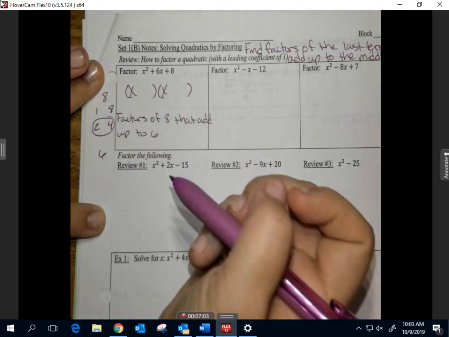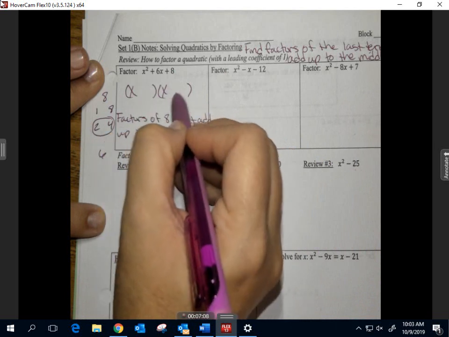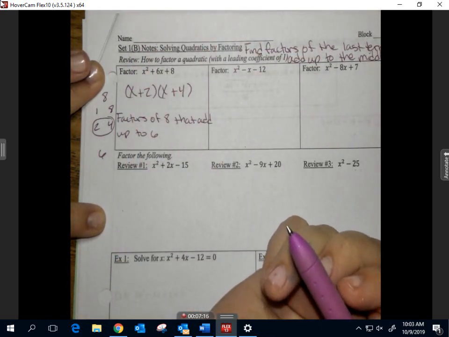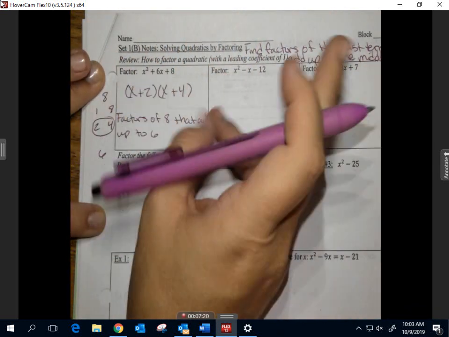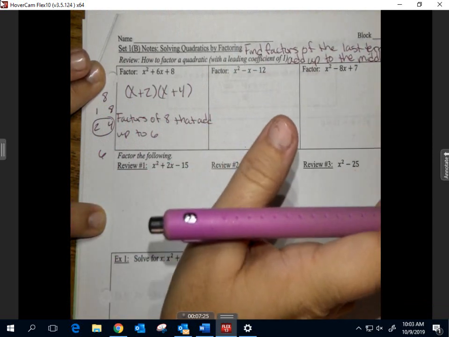That's what I'm going to put here and here. 2 and 4. And it doesn't matter which order. I could put plus 4 plus 2 or plus 2 plus 4. It doesn't matter how I write it or which order I put it in. And there's my factors. Now it's easy when it's all positive. I can just tell you that. It gets a little tricky when we get to the second one and we have negatives, but it's not too bad.